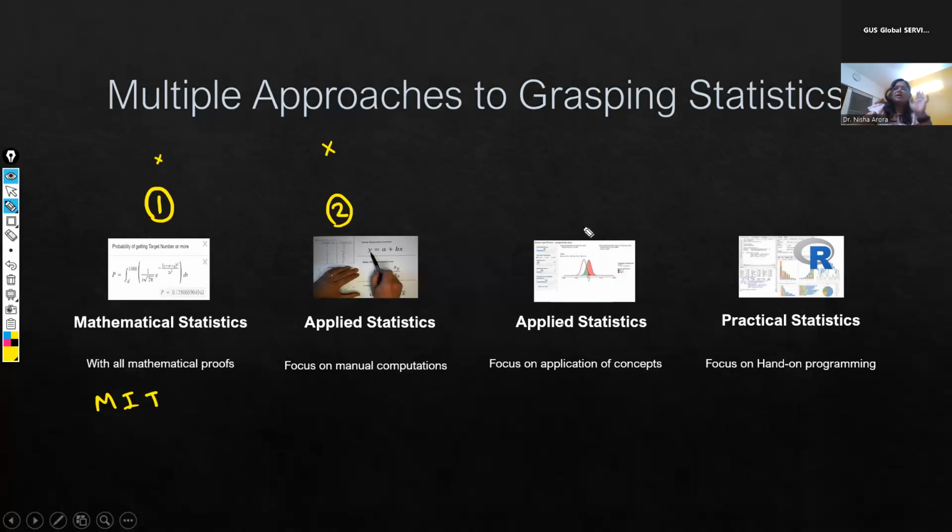Skip that. Third approach is you learn applied statistics, but your focus is not on manual calculation but on application of concepts. As I said, normal distribution. If you want to find the probability that a variable takes a value between this and this, you can imagine this is the normal distribution curve, and the variable takes a value between this point and this point. I want to find this. I'm not going to do this integration, right? I'm going to use some applets or a programming language or something else to calculate it.